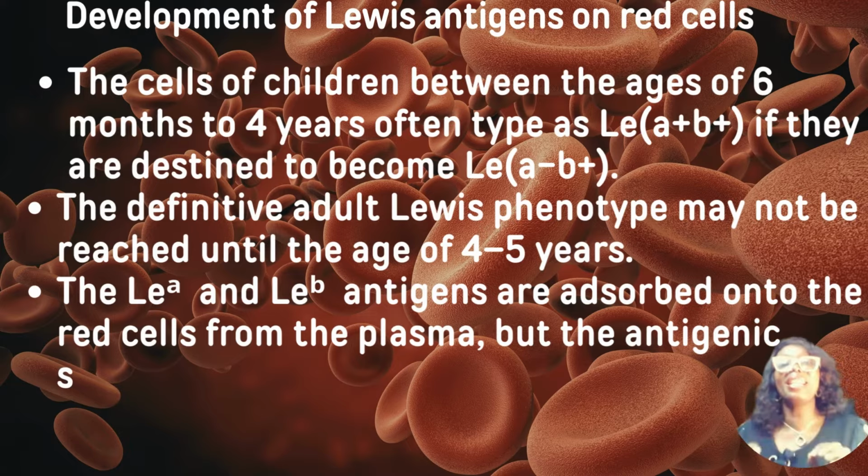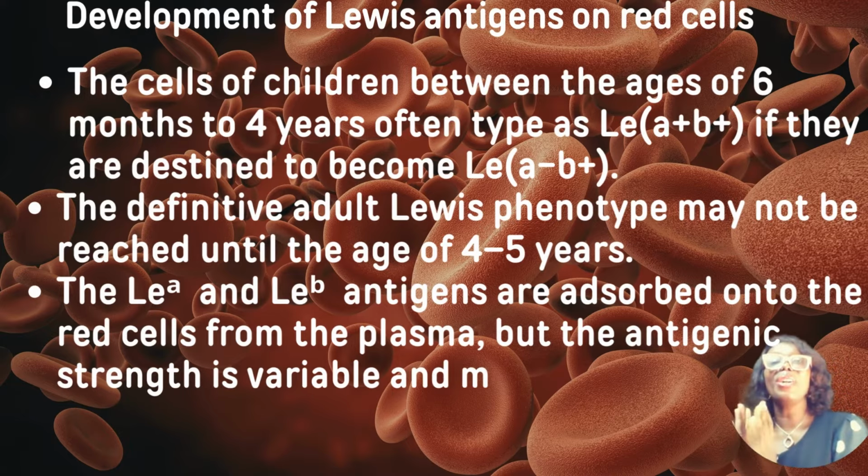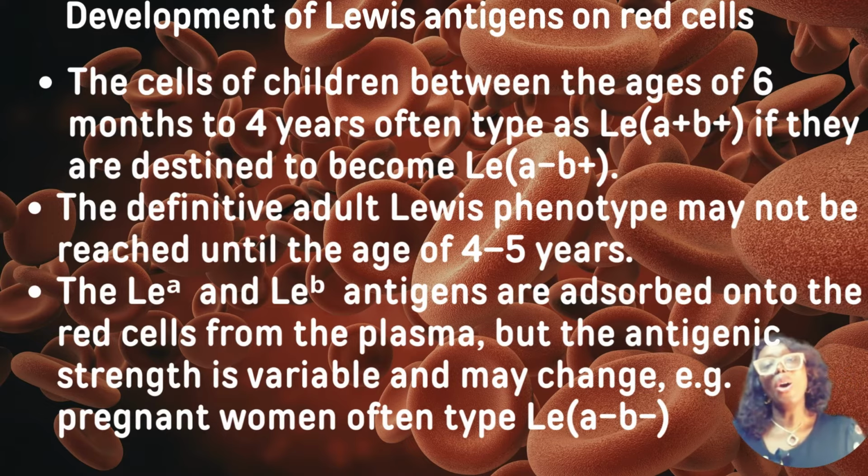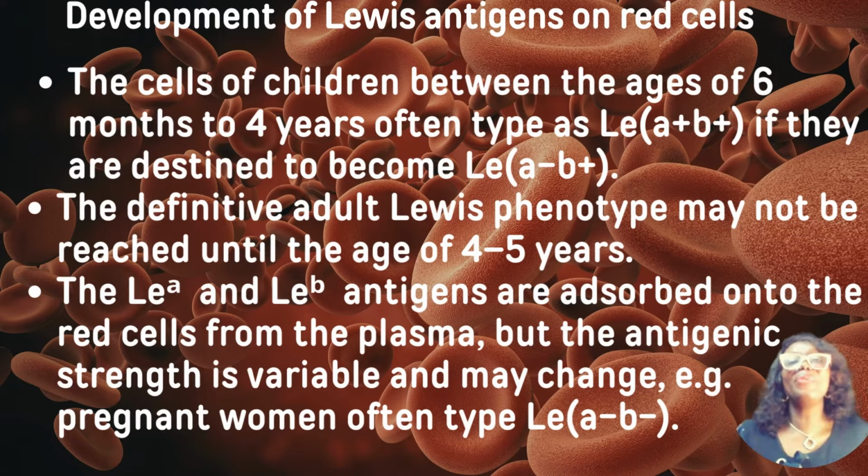That's when you can say that this person is actually Lewis A positive, Lewis B negative phenotype, or Lewis A negative or Lewis B positive phenotype. The Lewis A antigen and Lewis B antigens are absorbed onto the red cells from the plasma, but the antigenic strength is variable and may change. Example, pregnant women often type Lewis A negative and Lewis B negative.